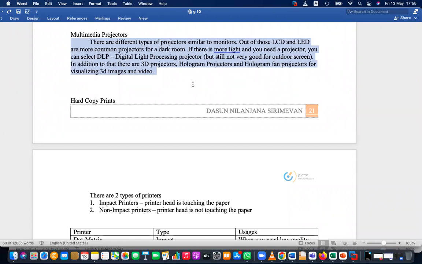Any projector. So these projectors are not very good for outdoor projection, right? So out of these 3, DLP is better.